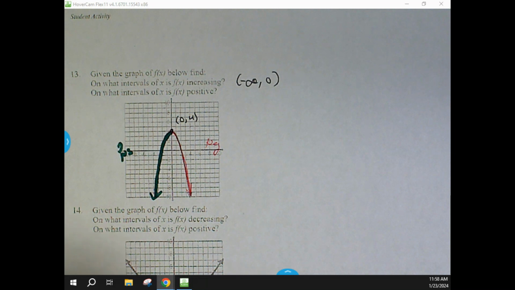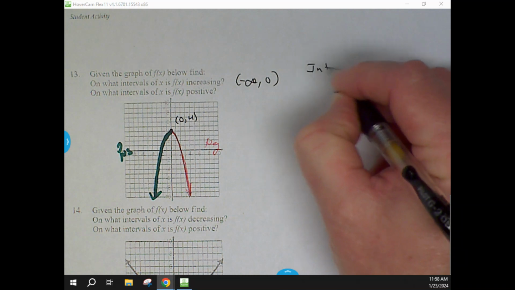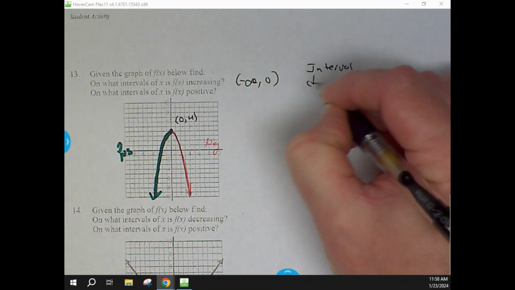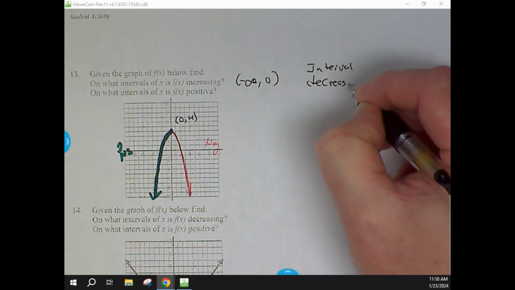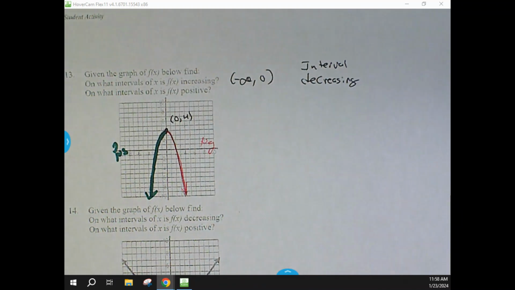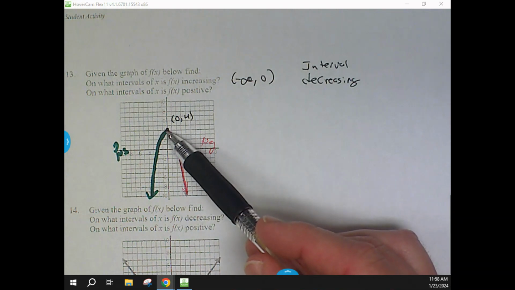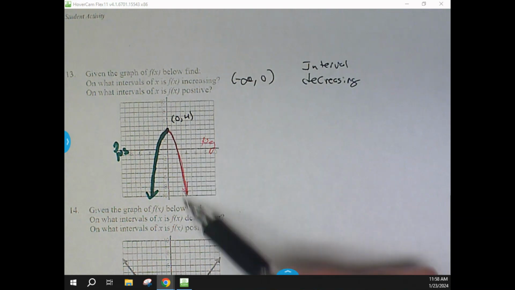All right, and out beside that, if you want to, go ahead and put decreasing. I don't know why that wasn't on here. Just found this one, and this was kind of good so we could see it. So that's the interval that's increasing. We're also going to do the interval that's decreasing. So at this point, we're going to start here, and we're going down basically forever.